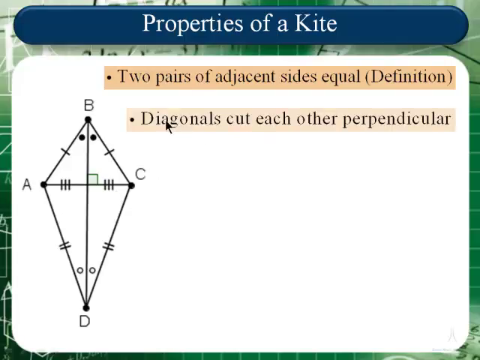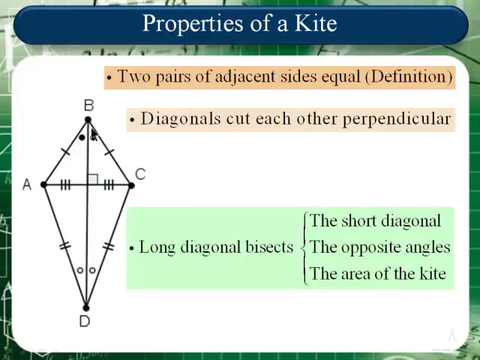Furthermore, what can we say? The diagonals cut each other perpendicular. So this angle is 90 degrees. Of course, these are properties that we still need to prove. Right. The only thing that we know now is the definition.